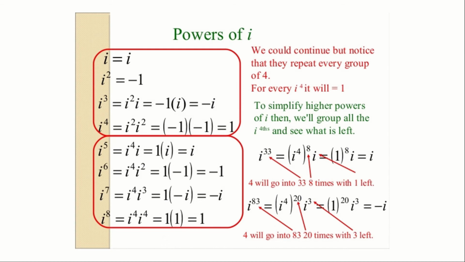So this i^33 can be written as (i^4)^8. 8 fours are 32, and one more i is there. One more i signifies i to the power of 1. So this 32 plus 1 will become 33. We know that i to the power of 4 is always equal to 1 itself. So it will become 1 to the power of 8. 1 to the power of 8, or 1 to the power of any number, will be 1 itself. So 1 times i will become i.